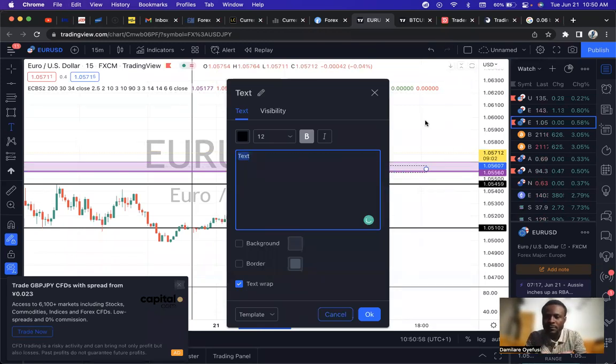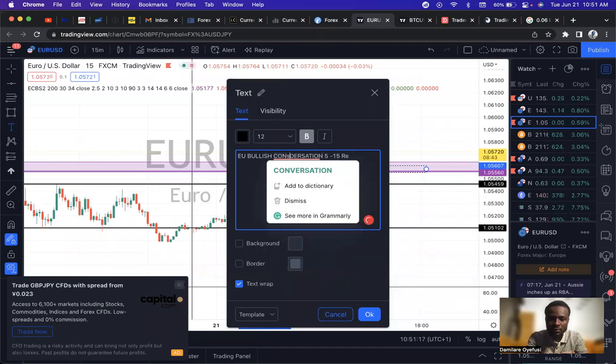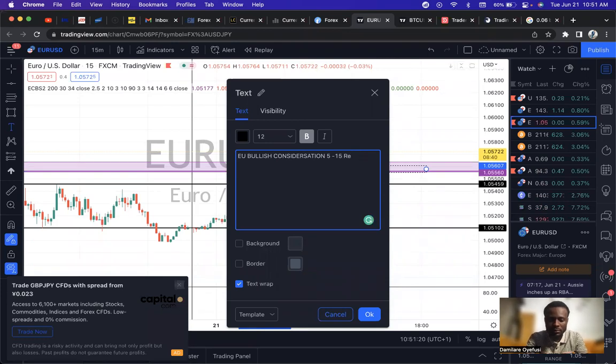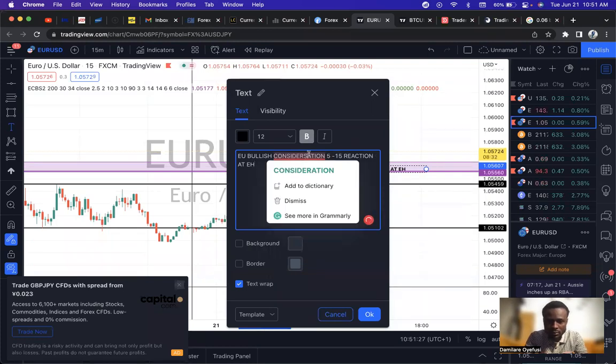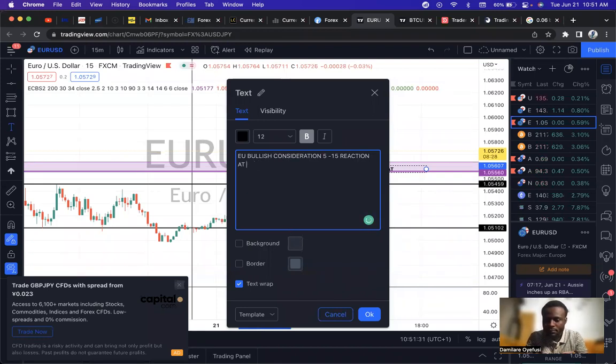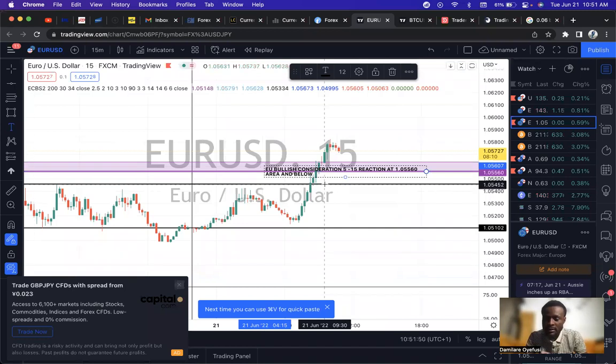EU, okay, Control Z. EU bullish consideration for a 5 to 15 minutes reaction. At 1.05560 area and below. The rectangle, make it what? An area and below. Although the market is actually showing me that, okay, this is going to be good.